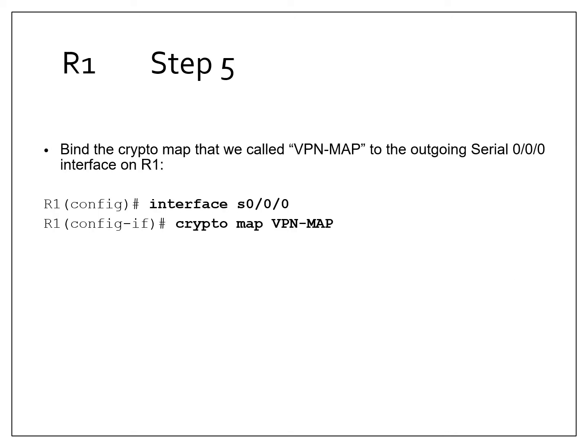And in step 5 on router 1, we want to bind the crypto map that we called VPN-map to the outgoing serial 0/0/0 interface on router 1. So we say interface serial 0/0/0, crypto map VPN-map.